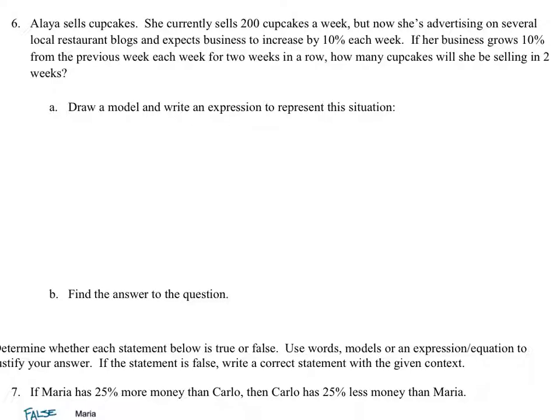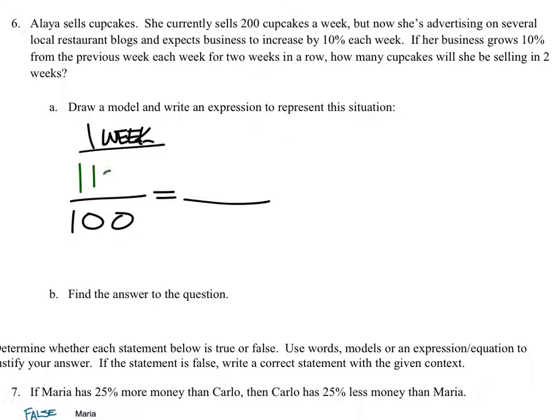So let's look at these. The first week, she's got the 200 of the cupcakes. So after 1 week, we should have this percent proportion out of 100. But now her business has increased 10%. So right here, we should have 110%. No, 100 because it's 2 weeks.